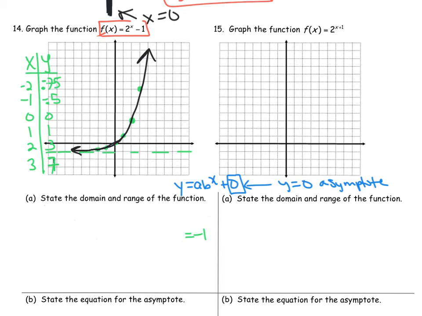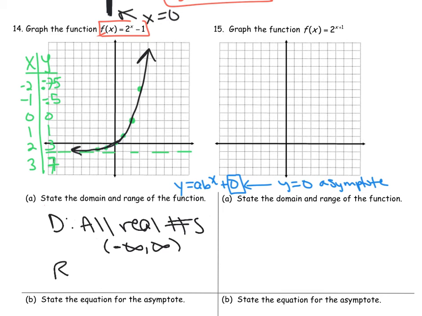All right, we want to state the domain and the range. So domain, again, for all exponential functions, the domain we know is all real numbers. If we wanted to write that as negative infinity to positive infinity, that's also acceptable.